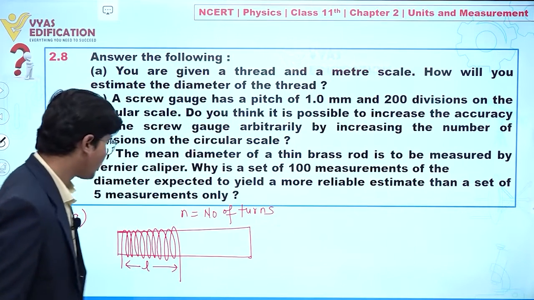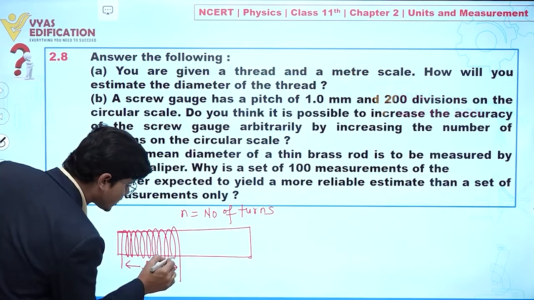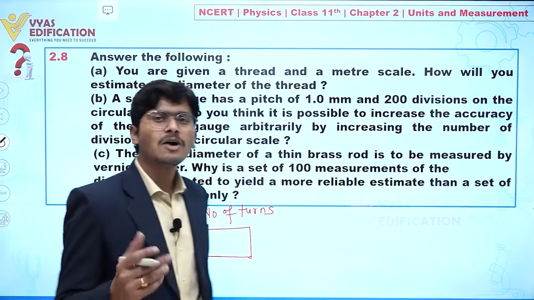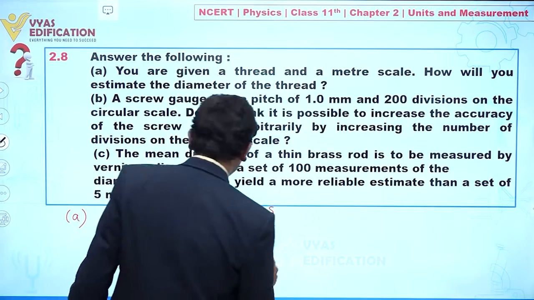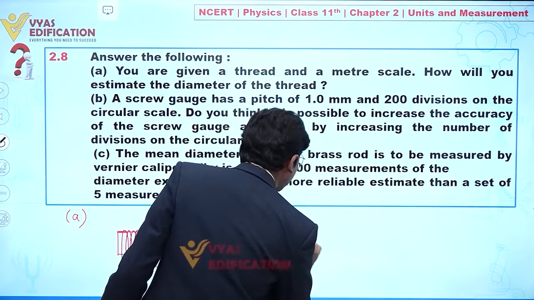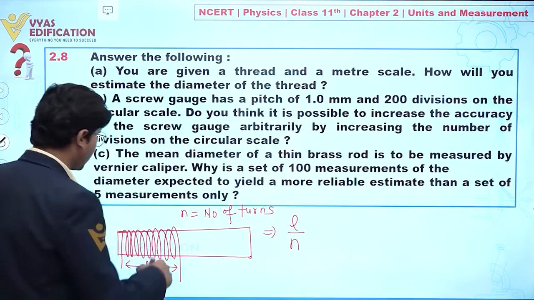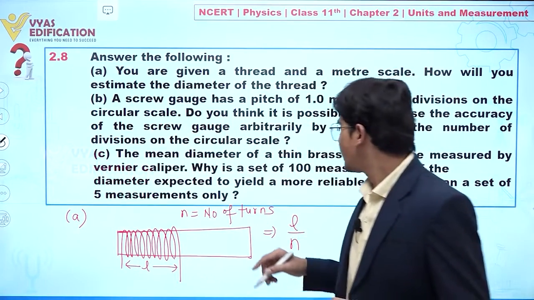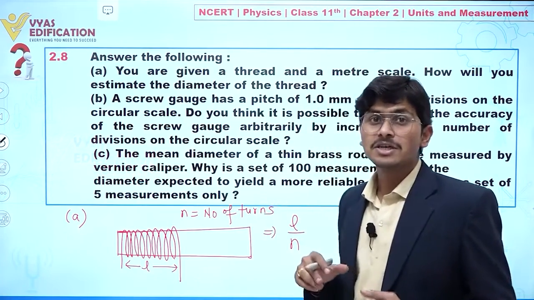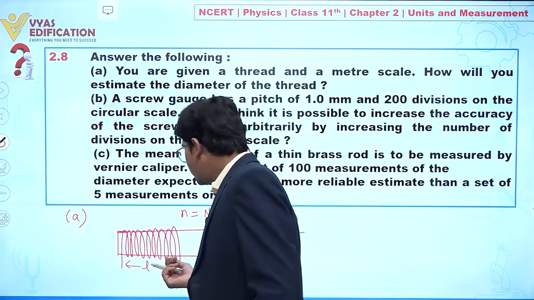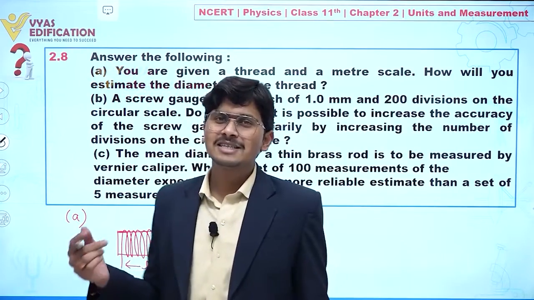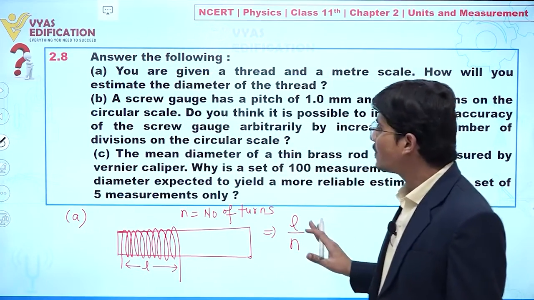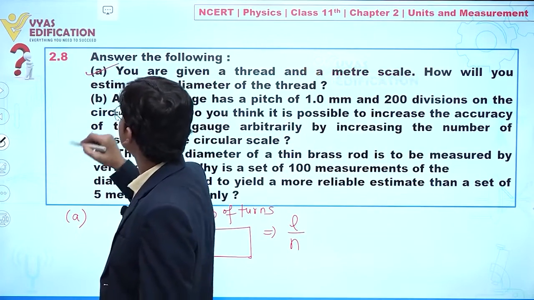So if I want to find this thickness, how can I find it? This is L by N. Total length I can measure from the meter scale, and we can count the total number of turns. And if we divide total length by number of turns, at that time we can find the thickness of this thread. And the thickness of this thread is actually the diameter of this thread. So this is the answer of part A.